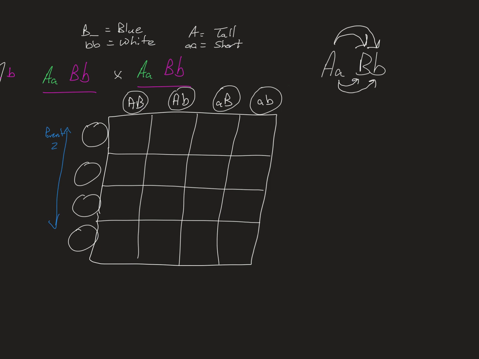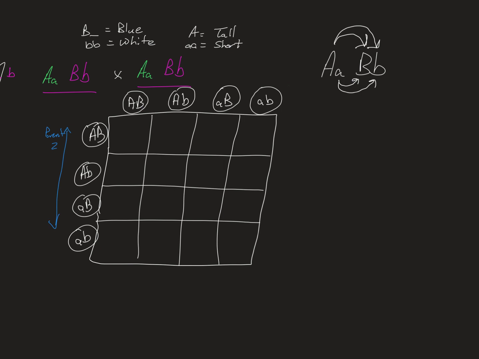All right, so since both parents have the same genotype, they're both going to make the same kinds of gametes. So I can do this with pretty good confidence that that's what I'm going to end up with. It's just copying what I put on top.